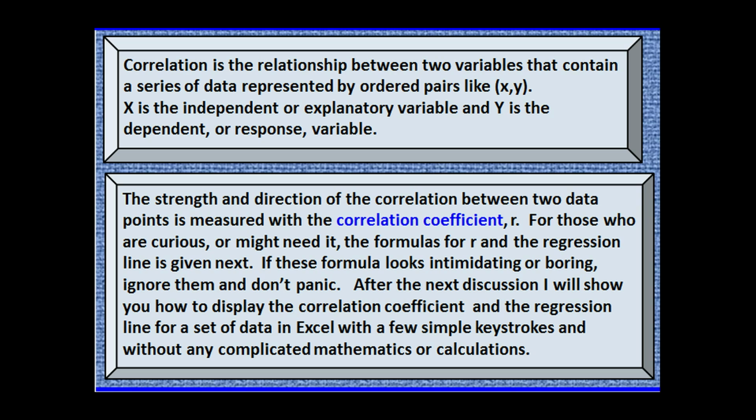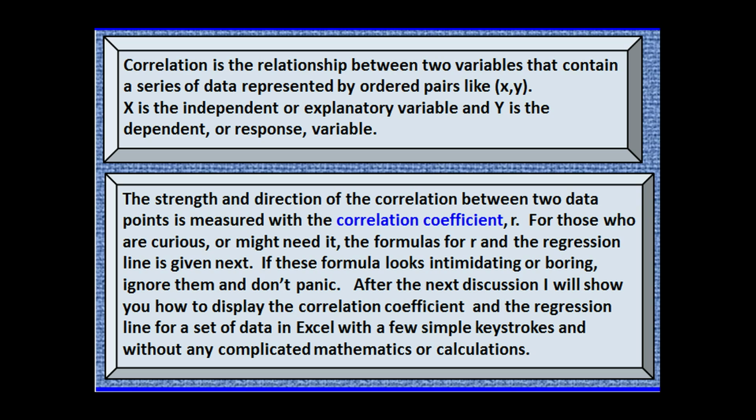Correlation is the relationship between two variables that contain a series of data represented by ordered pairs like x, y. X is the independent or explanatory variable, and y is the dependent or response variable. The strength and direction of the correlation between two data points is measured with the correlation coefficient, R.